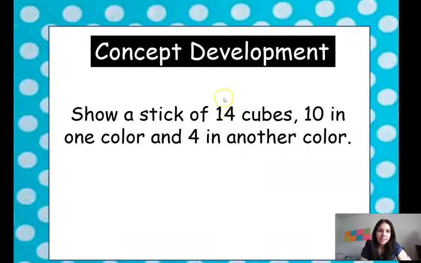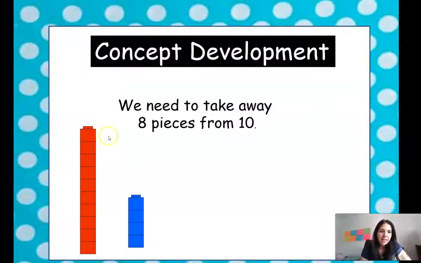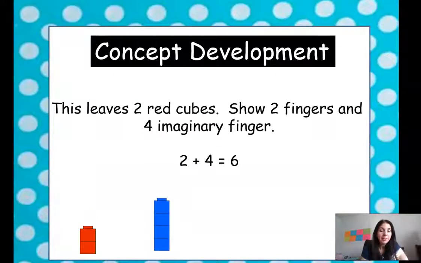Now we're going to have a stick of 14 cubes. Again, we have 10 red and 4 blue. And we're going to break those into 2 groups, 10 and 4. We need to take 8 pieces away. How many will we be left with? 2. Now we're going to add 2 plus 4 equals 6. 2 plus 4 equals 6.